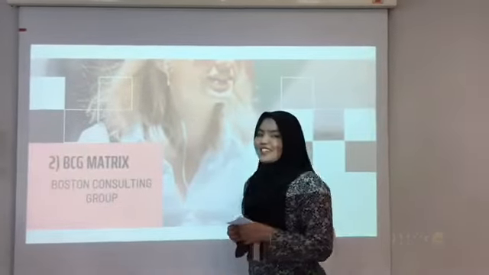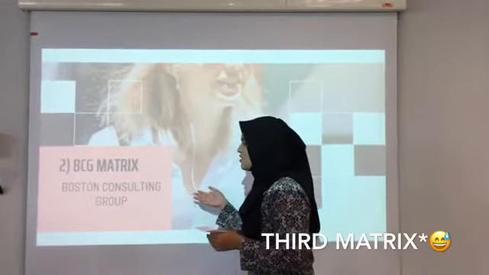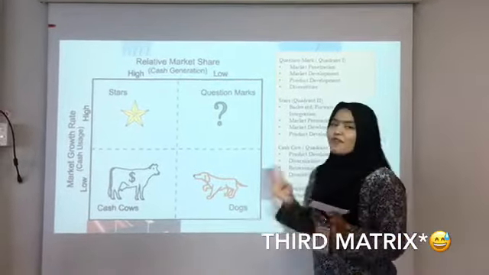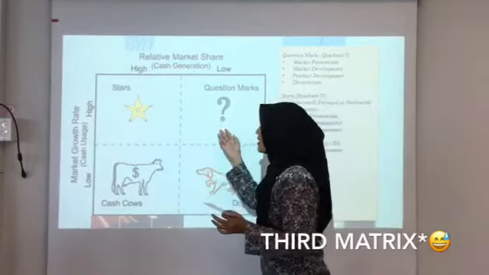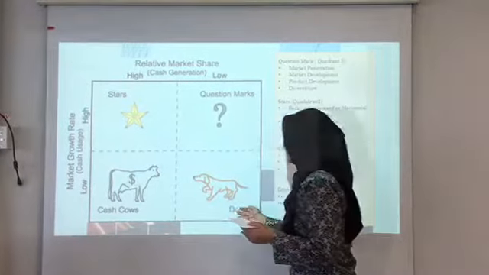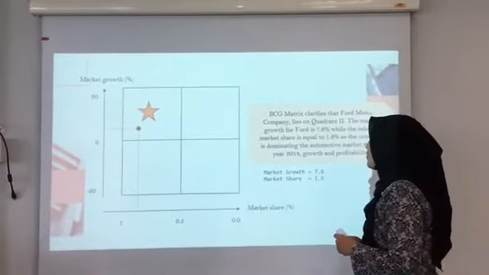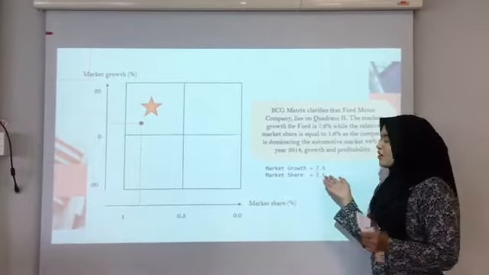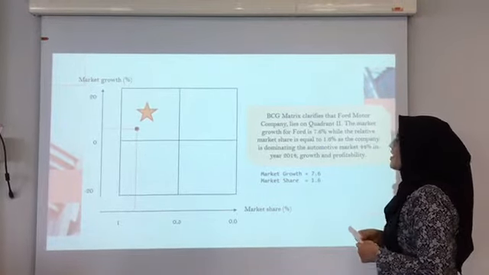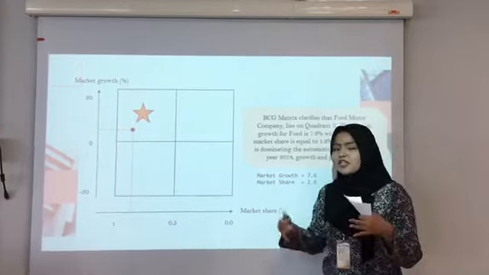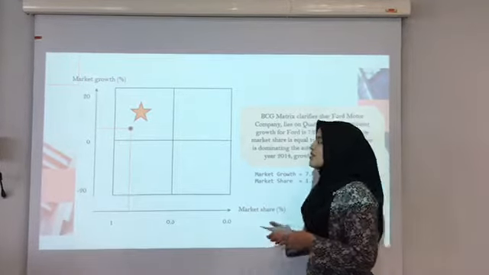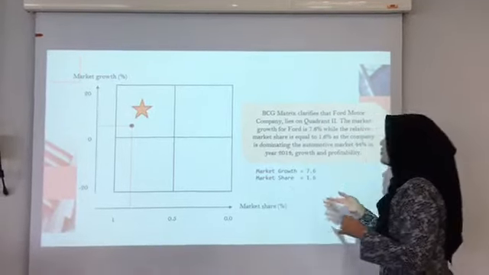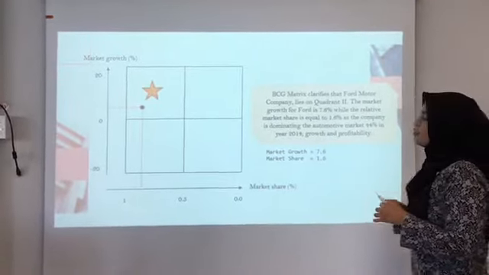Okay, so the second matrix is the BCG matrix, which is Boston Consulting Group matrix. For this matrix we have 4 categories, which are stars, question marks, cash cows and dogs. This is the market growth of Ford and market share: market growth is 7.6 and market share is 1.6. Measured using this BCG matrix, we get a star, which is at quadrant 2. So the BCG matrix clarifies that Ford Motor Company lies in quadrant 2.